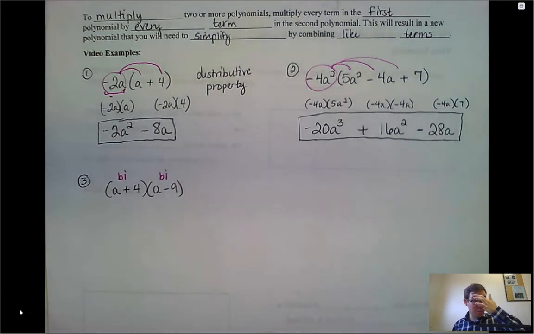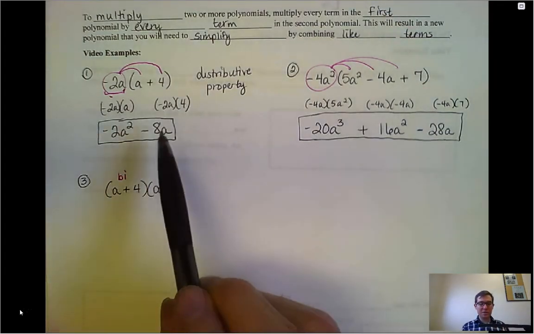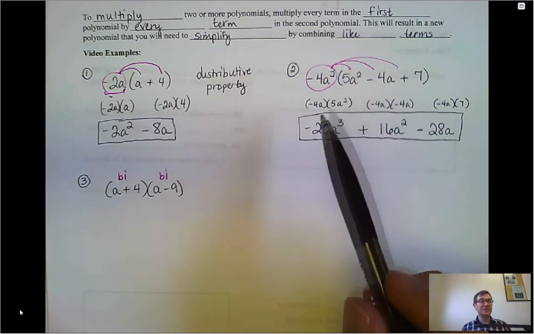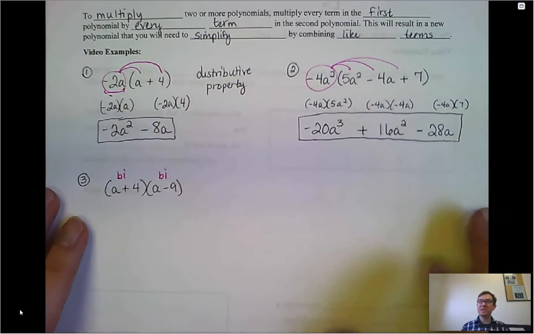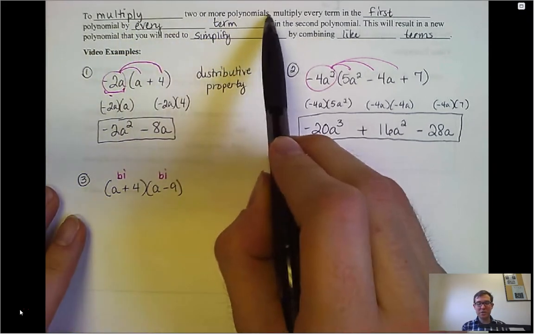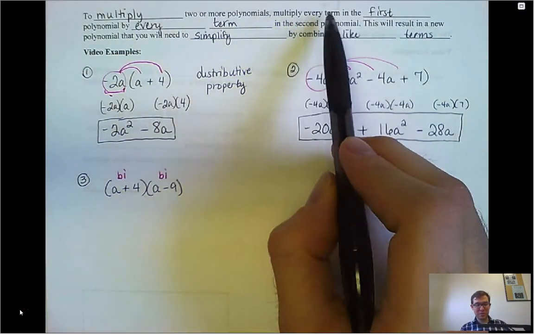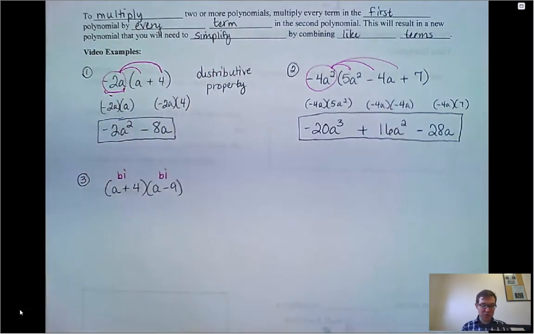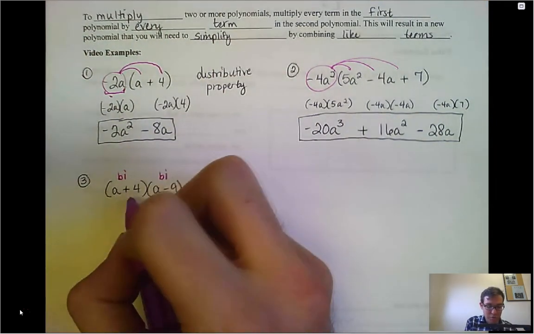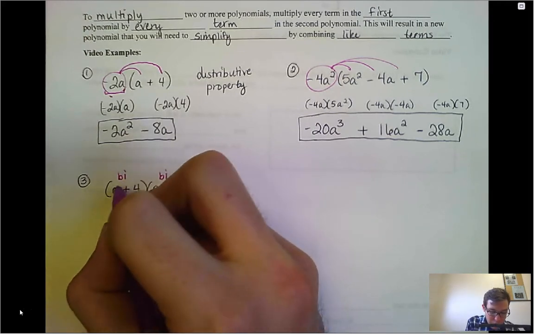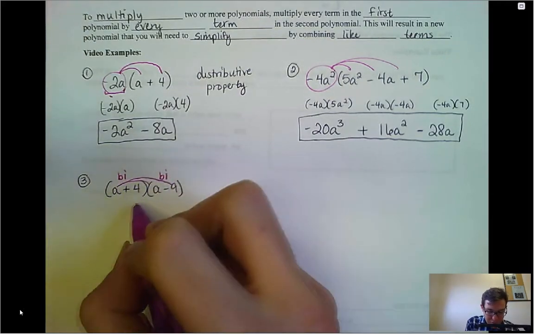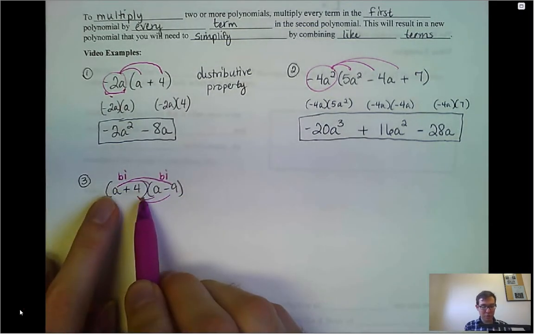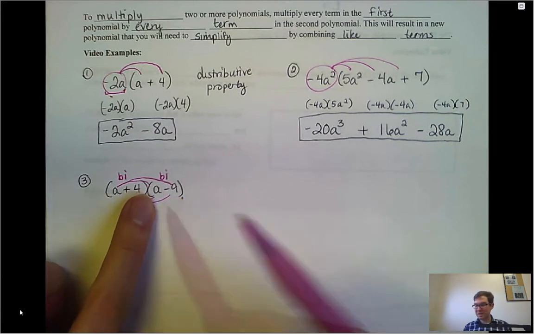So the distributive property, we're not going to be able to use it exactly the same way that we did in these first two, but we can use it in a very similar way. Remember, the rule says to multiply two or more polynomials, multiply every term in the first polynomial by every term in the second polynomial. And it just so happens that this first polynomial has two terms, so we're going to multiply both terms by every term in the other one. So we're going to multiply every term in a plus 4 by every term in a minus 9.